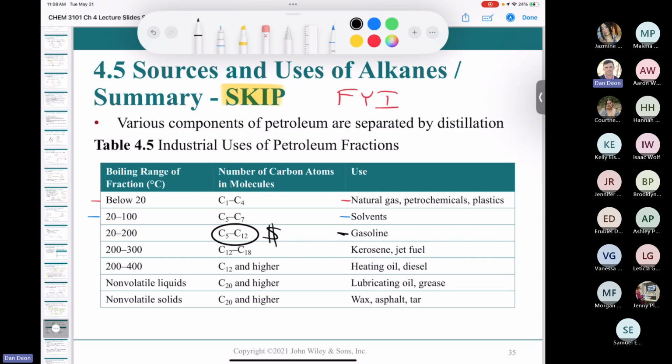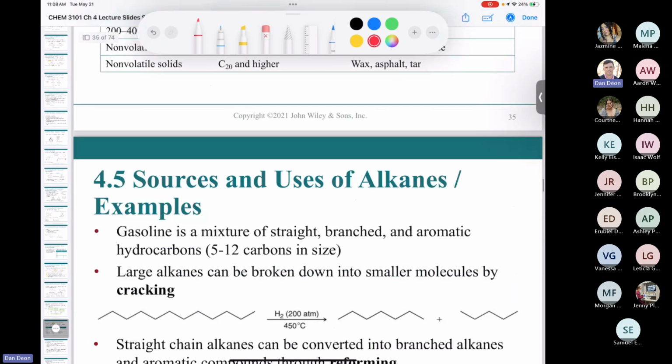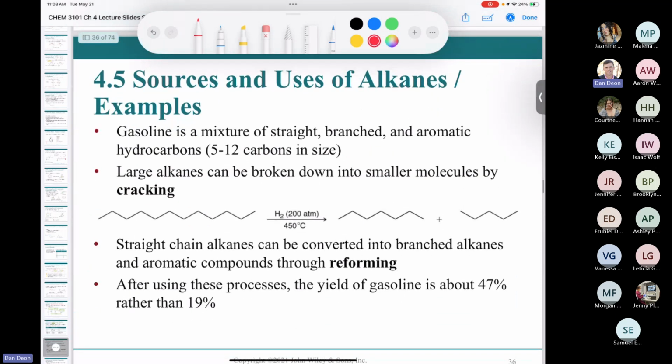Now, if you're like, well, I thought that gasoline was made out of compounds that only are comprised of 8 carbons. Well, hold the phone. We'll get to that in a second. Above that, we have higher boiling fractions. So we have things like kerosene. And then above that, you have things that are even higher boiling, like diesel fuel. And then up to that, you get into things like asphalt and greases and stuff like that. But going back to the idea of gasoline, it turns out that gasoline is actually a mixture of straight, branched, and aromatic hydrocarbons, but they're in this range of 5 to 12 carbons.